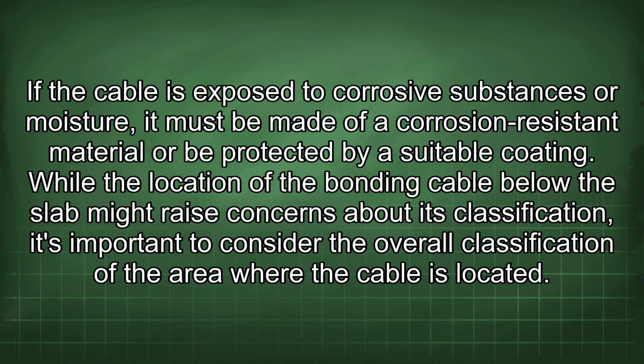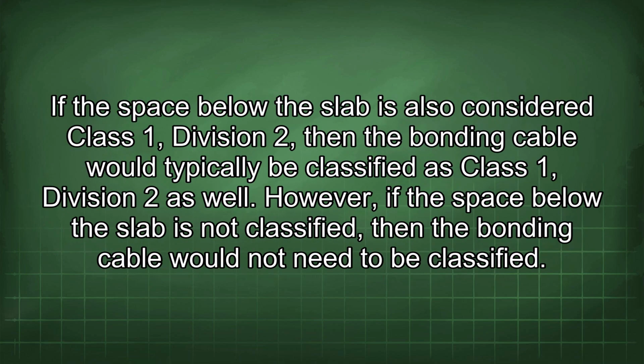While the location of the bonding cable below the slab might raise concerns about its classification, it's important to consider the overall classification of the area where the cable is located. If the space below the slab is also considered Class 1, Division 2, then the bonding cable would typically be classified as Class 1, Division 2 as well. However, if the space below the slab is not classified, then the bonding cable would not need to be classified.